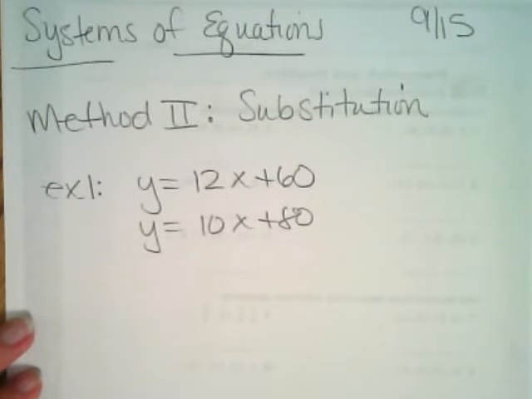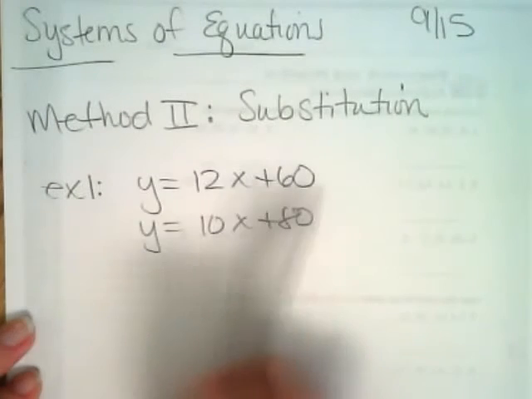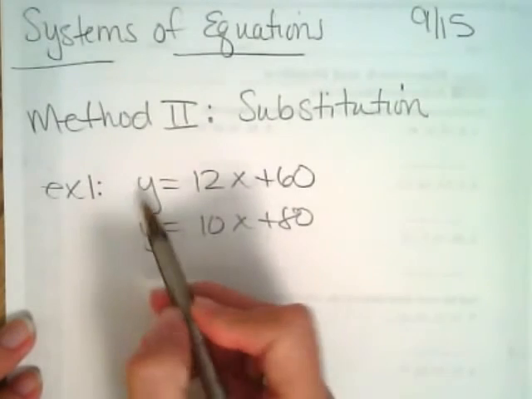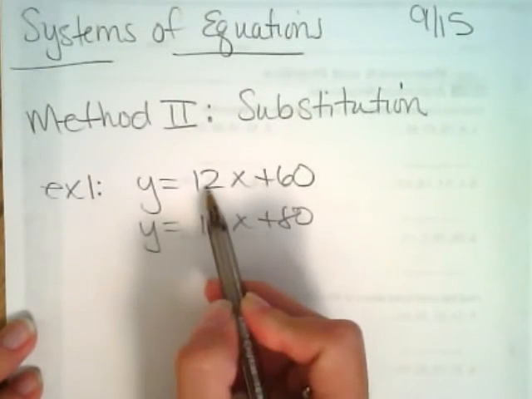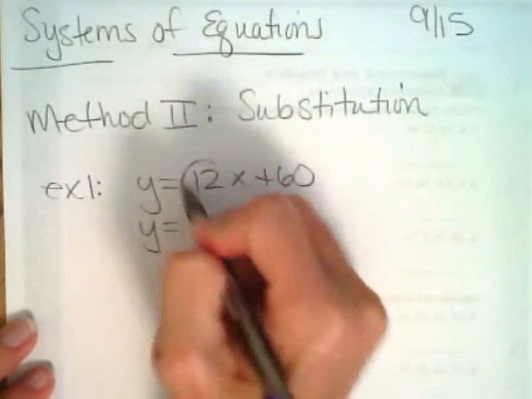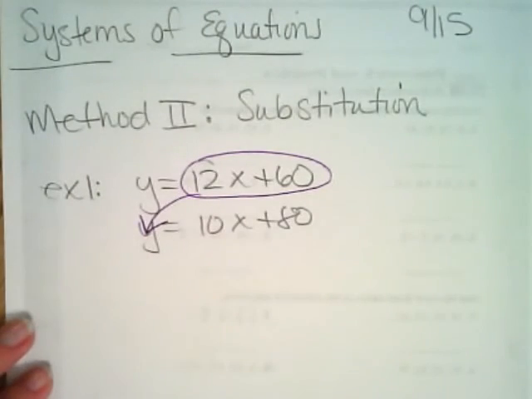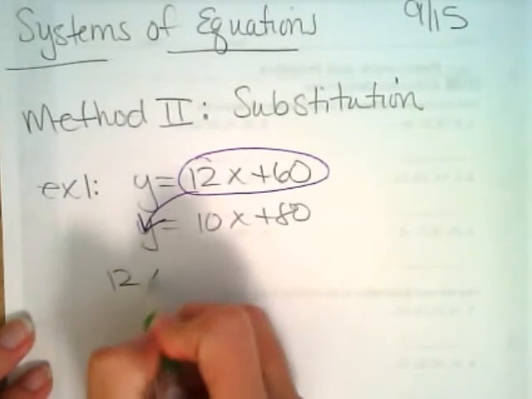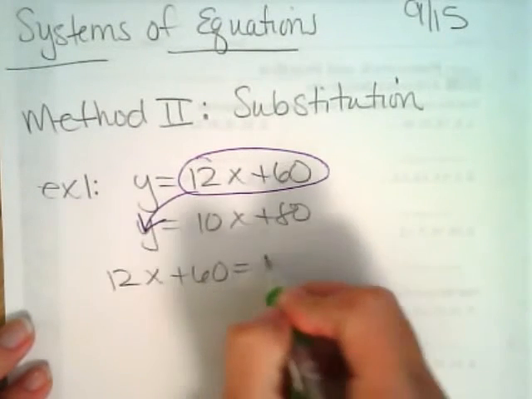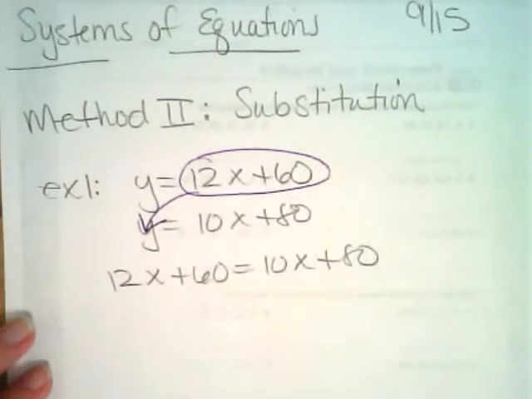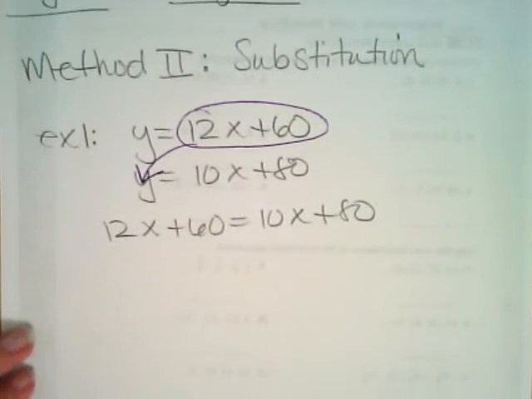Now, substitution says I'm taking one value and substituting it in for another. So if you see both are set equal to y, I'm telling you that y is 12x plus 60. I can take that 12x plus 60 and substitute it into my second equation for wherever y is. And when I do that, I get just a variables-on-both-sides equation, which we've been doing forever.